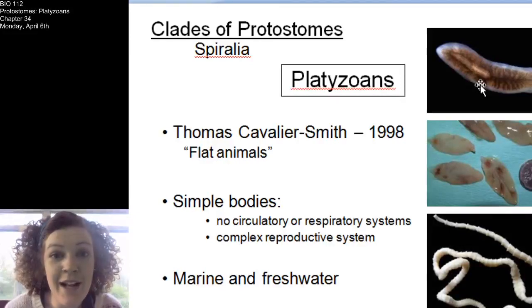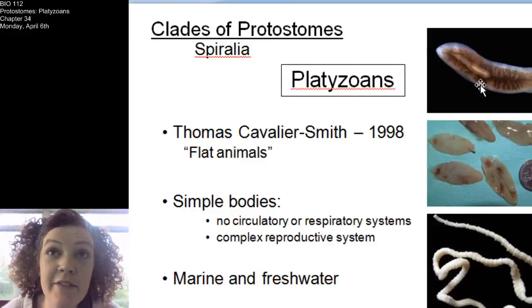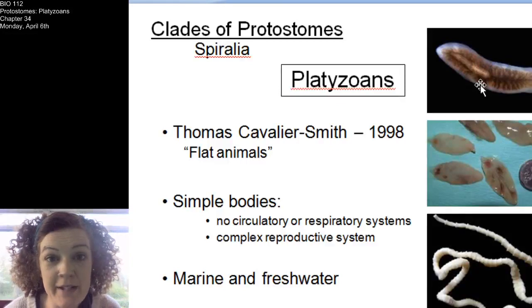So they produce lots and lots of eggs, lots of babies, because they have such complex life cycles that have a lot of risk that they have to produce a lot of eggs. These guys live in freshwater environments as well as marine environments, though many are parasitic.